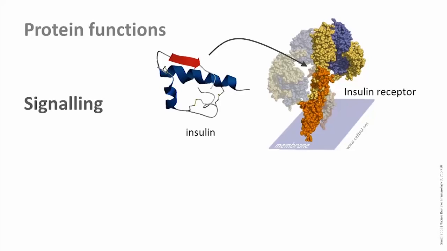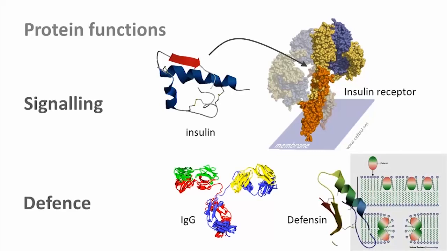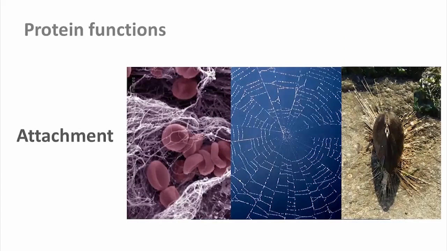Finally, many proteins have a specialized function in defense, such as antibodies, or the antimicrobial defensin peptides which bind to lipid membranes and form pores in them. Many toxins, for example that of bees, work in the same way. Finally, some of Mother Nature's finest glues are proteins, including fibrinogen in blood clotting, spider silk, and mussel byssus.